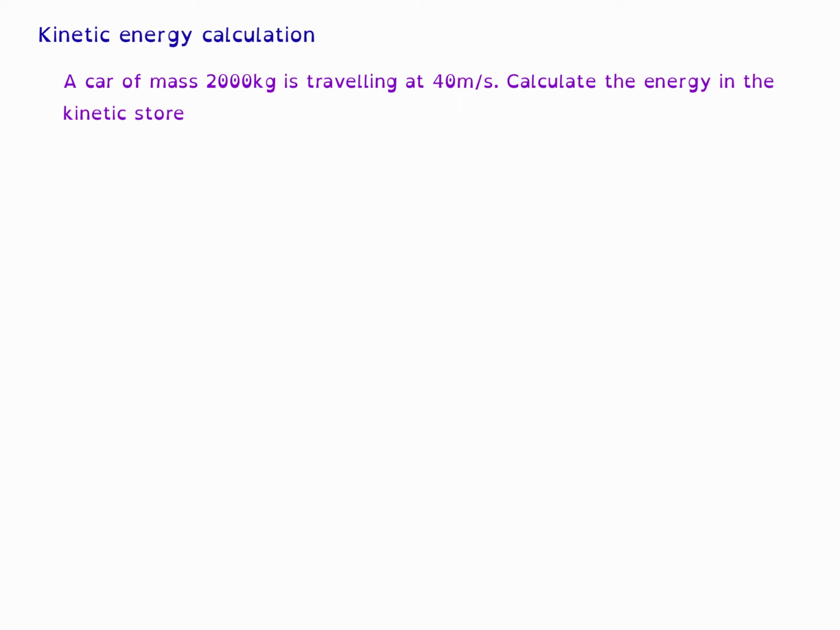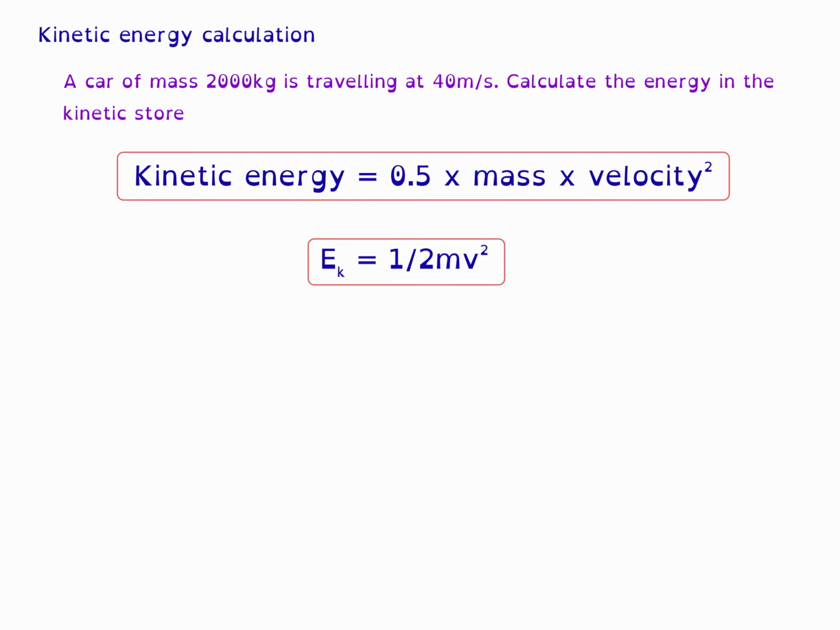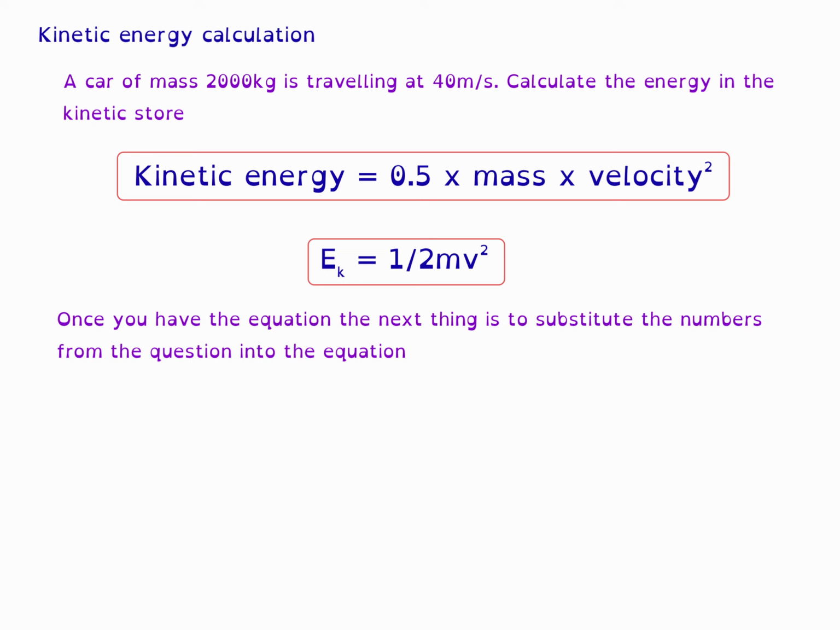A car of mass 2,000 kilograms is travelling at 40 meters per second. Calculate the energy in the kinetic store. Our equation is kinetic energy equals 0.5 times the mass times the velocity squared. Once we have the equation, the next thing is to substitute the numbers from the question into the equation.